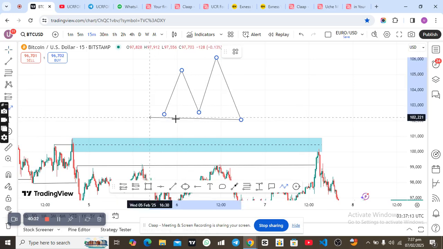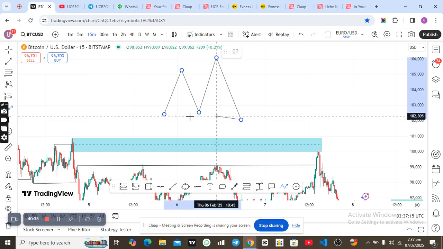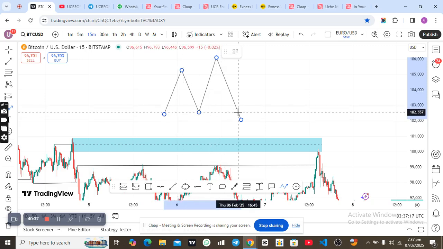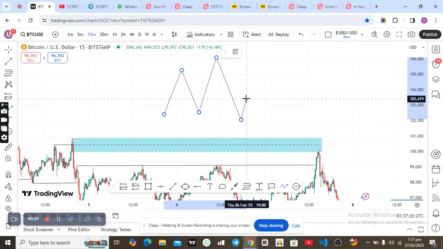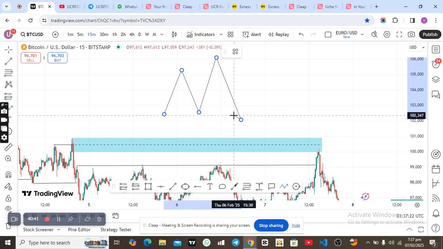The moment you see this thing, it is always with a wick. It is not with a full body candle. When you see it, don't call it a BOS, call it a clear of liquidity.